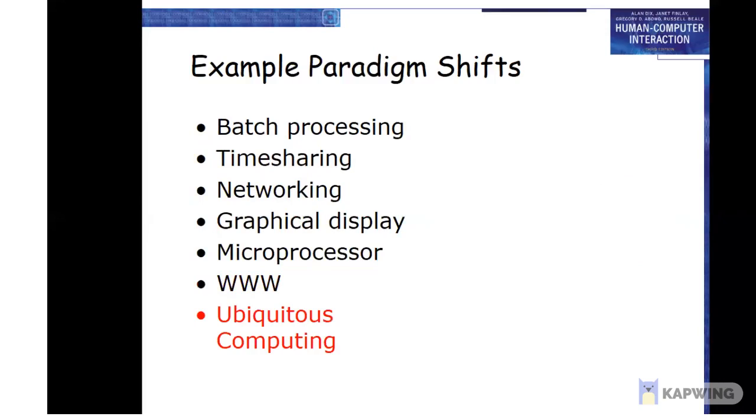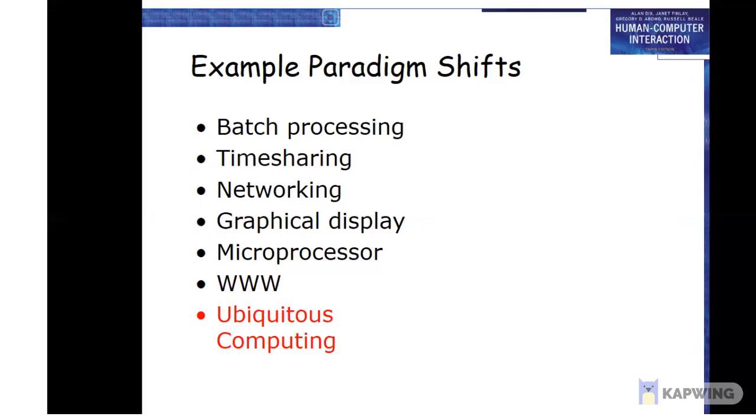These are the examples of ubiquitous paradigm shifts. First is batch processing, second is time sharing, third is networking, fourth is graphical display, fifth is the microprocessor, in which a single or multiprocessor system is used. Then came the World Wide Web, in which global information was shared by multiple users. Then ubiquitous computing.